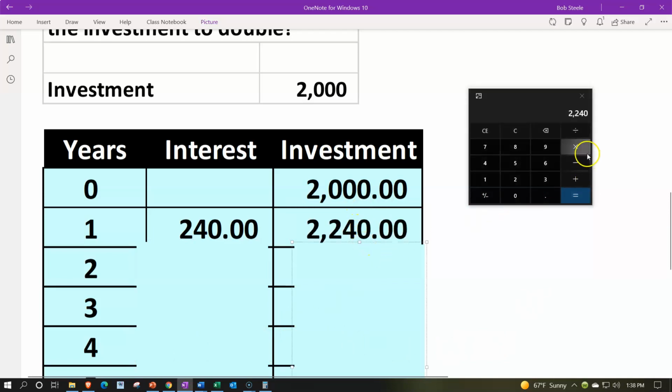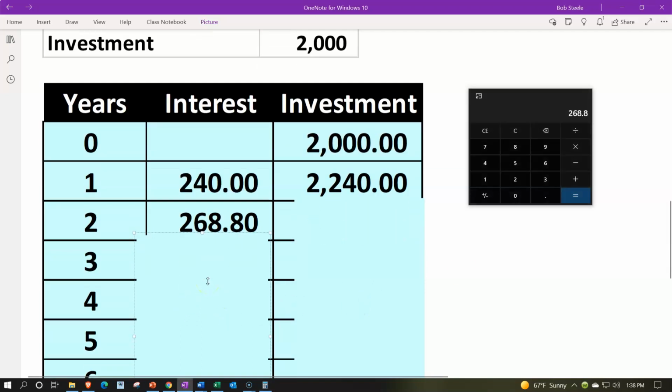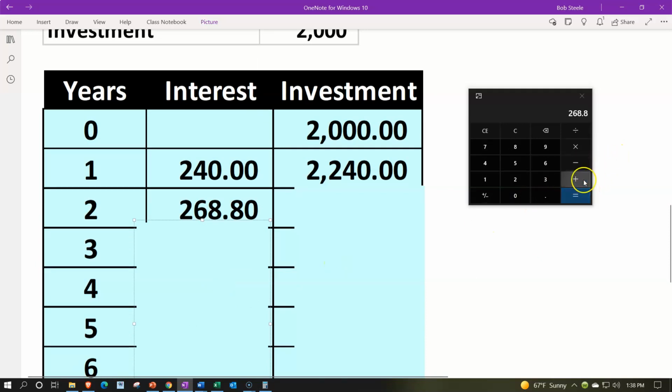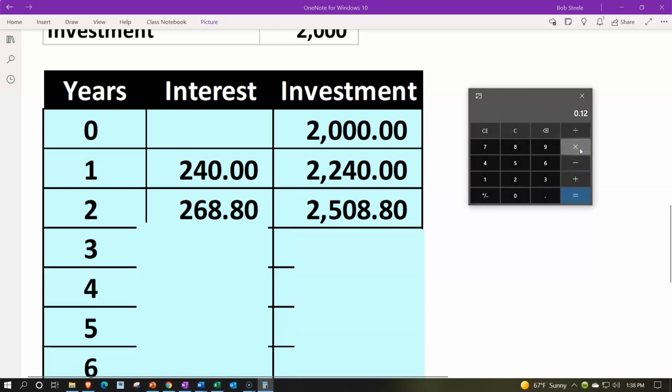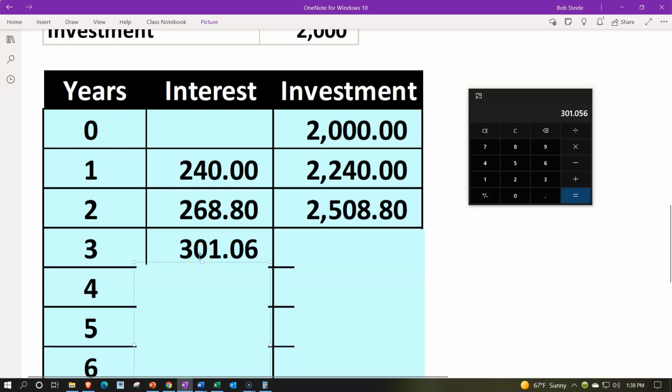There's the 2,240. If we take that as our new starting point, multiply it, because it's compounding at this point, times the 12%, 0.12, we're then going to be getting the 268.8, which we can then add to the 2240, getting the 2508.80. We can continue this process on down. It's now compounding. We're going to take that and multiply it times 0.12. We're going to get 301 and then 6 cents about. And we can add that, of course, to the prior balance, the 2508.8. And we're going to get then to the 2809.86.